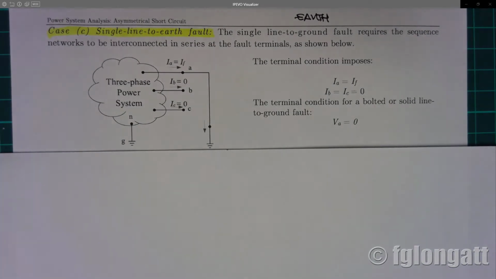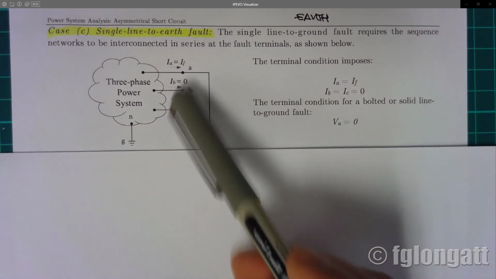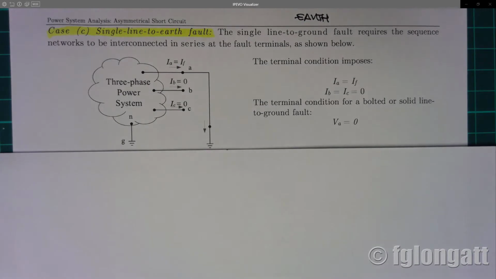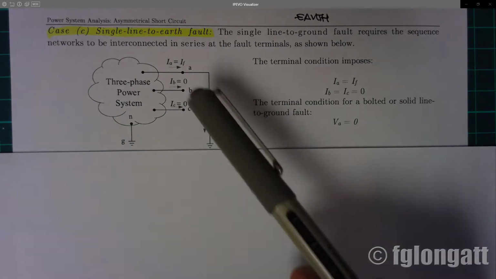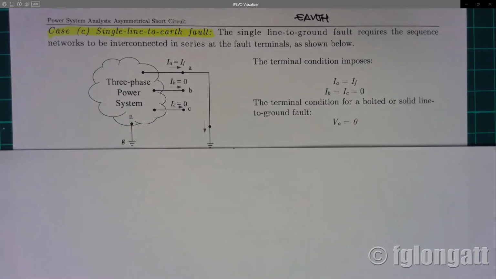What is extremely important here is that you remember the terminal conditions, okay? You can imagine this is your three-phase system. You have A, B, and C here. And the terminal condition that is imposed by a line to ground fault is very simple. You are connecting one of the lines to ground, okay?